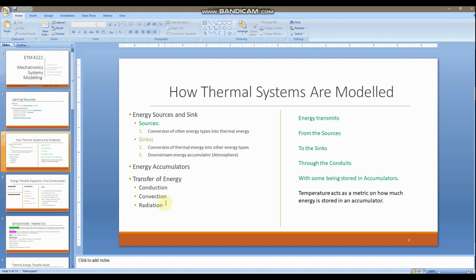Right. So every single body emits radiation, and at the same time, they absorb radiation from the surroundings as well. So keep this in mind when we move on to modeling thermal systems. I think I just described what the three conduits are. So let's move on to discuss what the sources and sinks are.